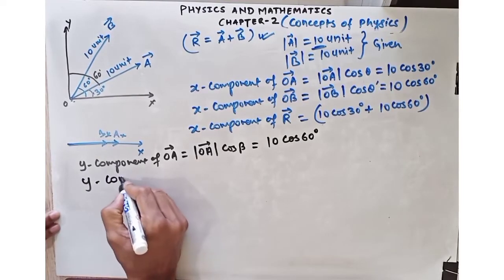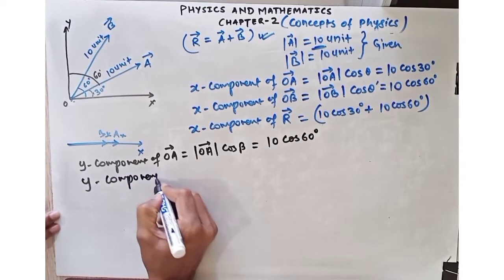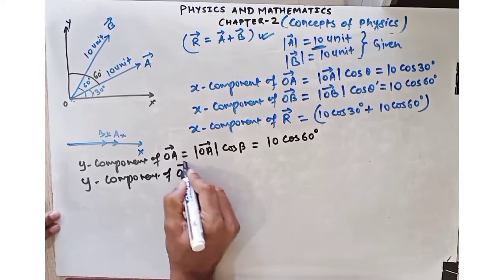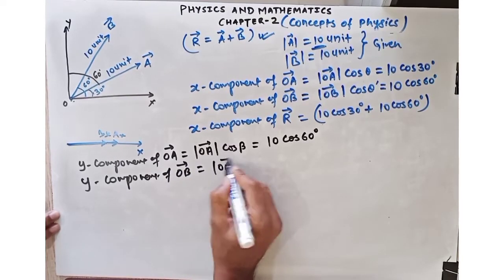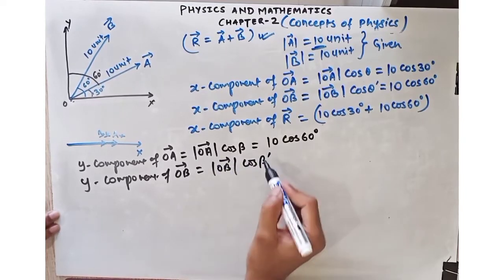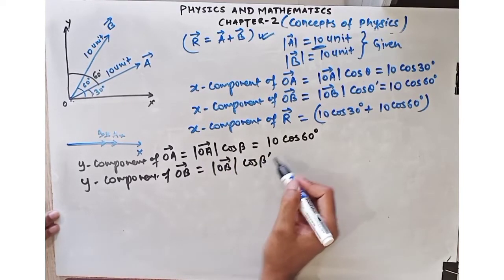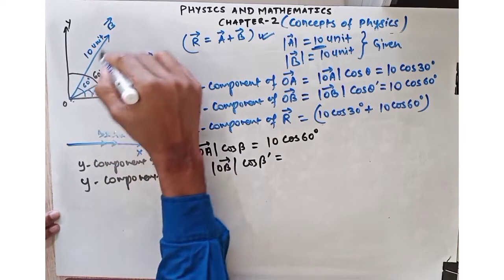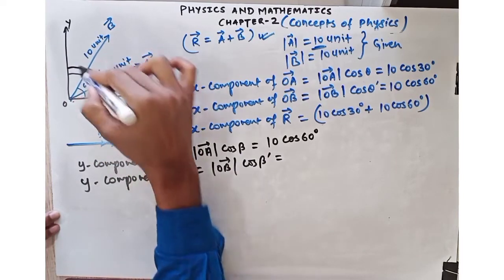Similarly, the y component of OB will be magnitude of OB times cos beta dash. Beta angle is changing here. For vector B, the angle is different. So here how much would it be?